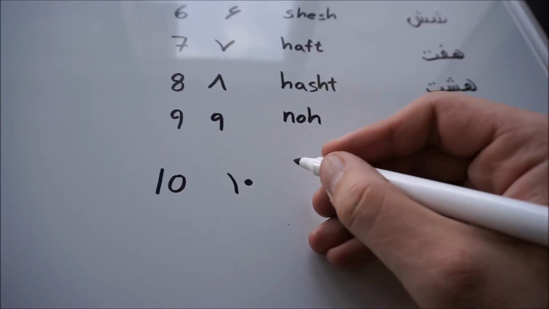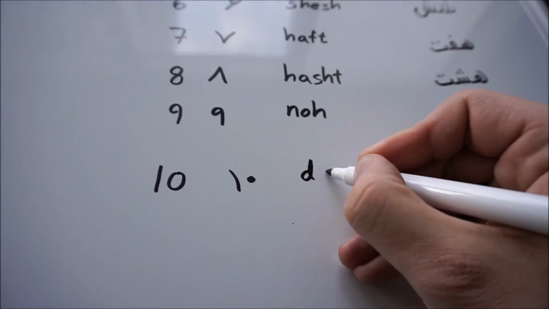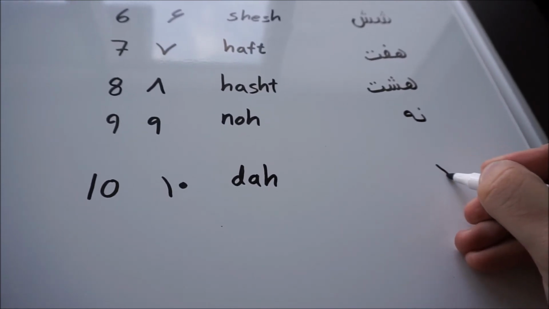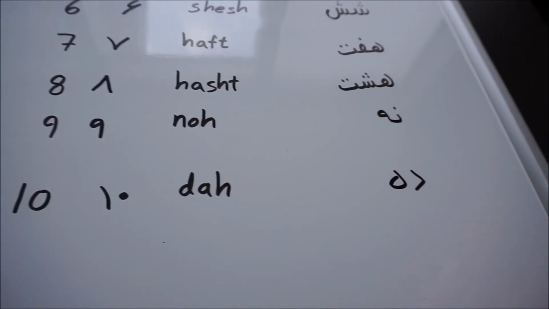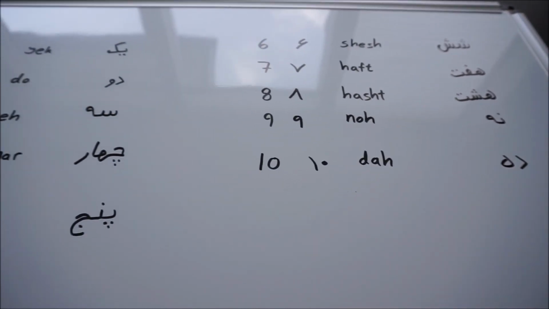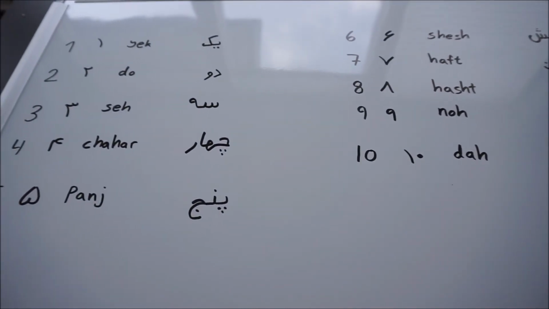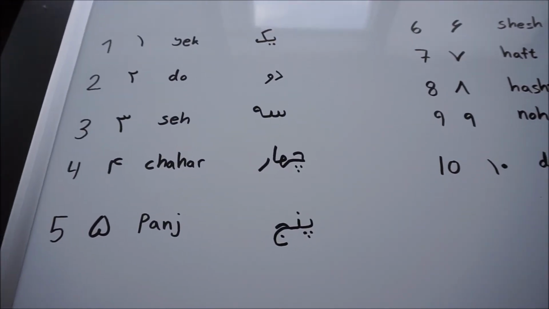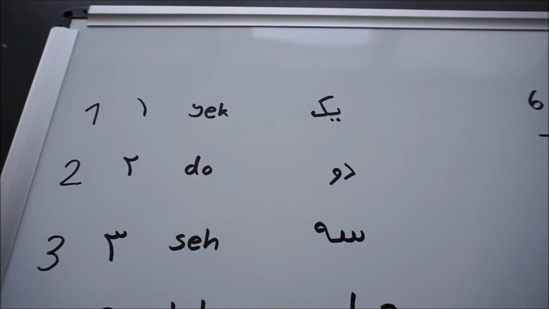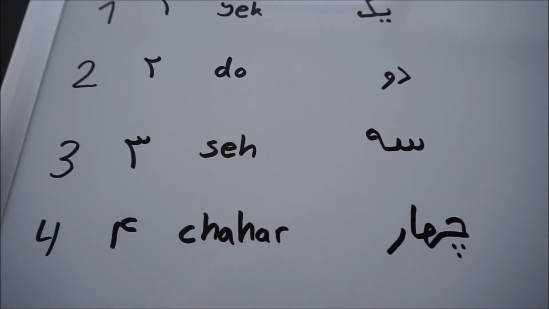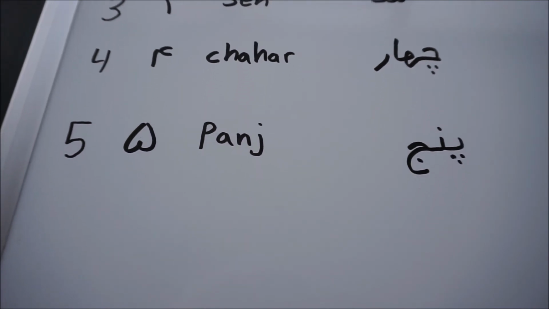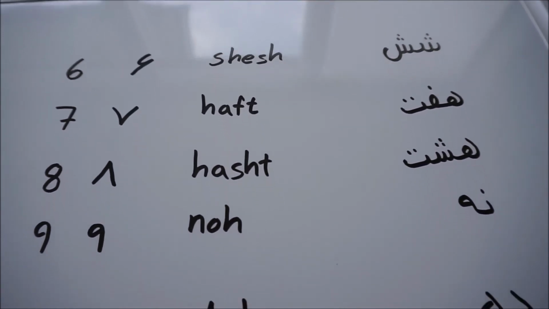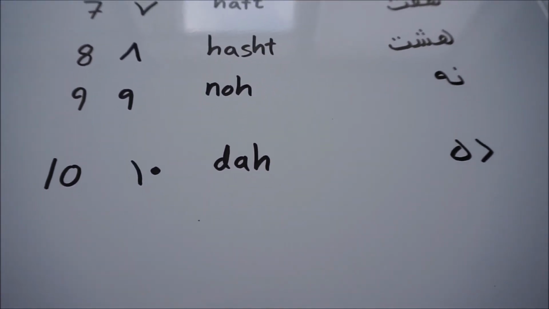And number 10 is called dah. Dah. And dah is written like so. And that is basically it. We covered the first 10 numbers in the Persian language. And let's just quickly go through them again. So number 1 is yek, do, se, chahar, panch, then shesh, haft, hasht, noh, and dah.